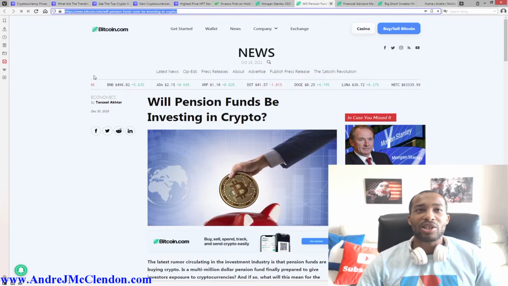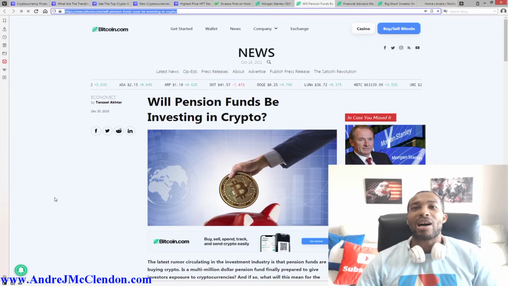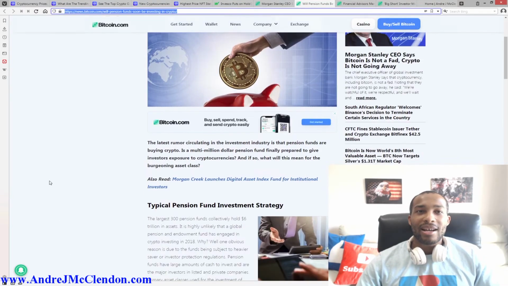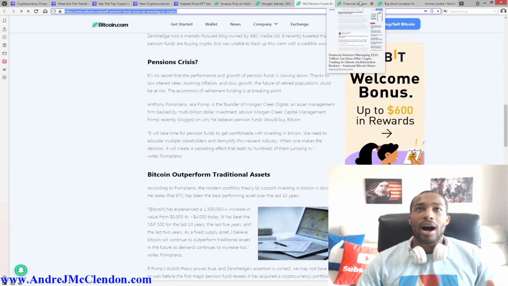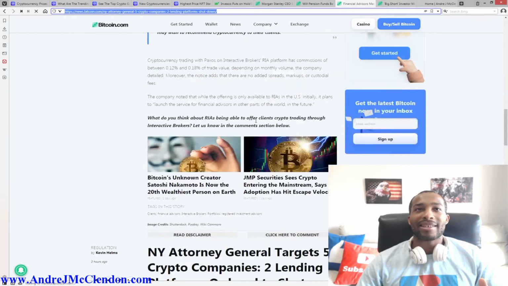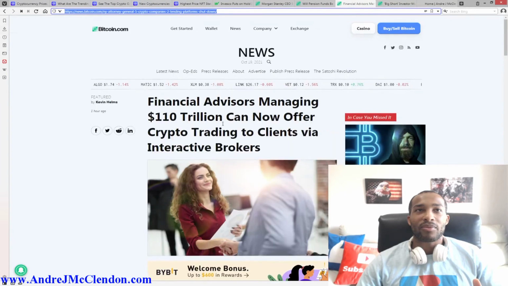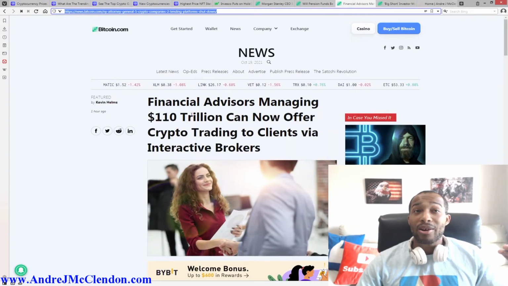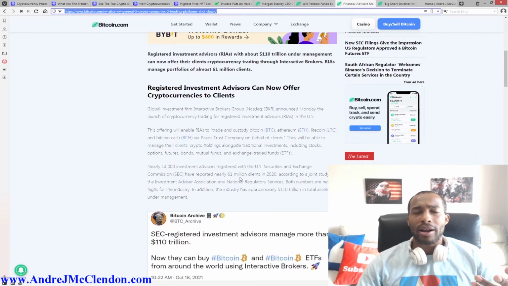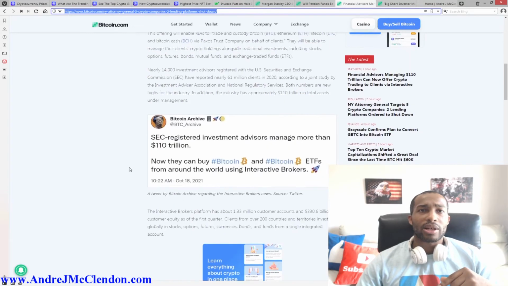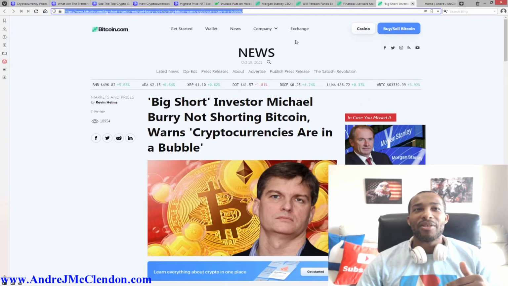Well, let's check out some of these pension funds going into cryptocurrency. This might be a whole bunch more money jumping into this space, allowing us to get in early before them. They're usually late to the party. Another good article, guys. So financial advisors managing 110 trillion can now offer crypto trading to clients via Interactive Brokers. When I trade, I like to trade on Robinhood, Webull, and also on Coinbase.